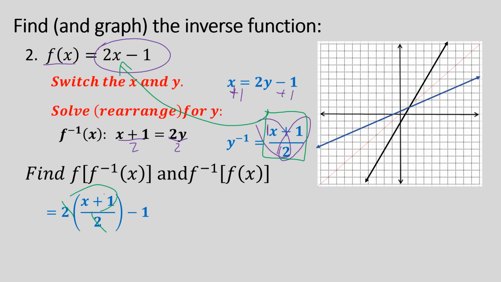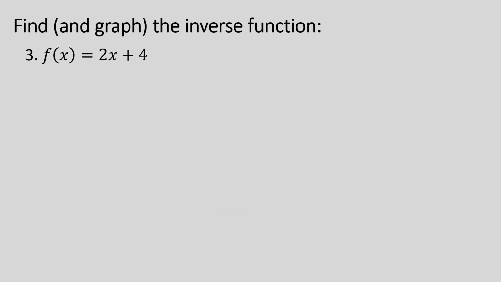We'd be left with this, minus 1, 1's would cancel, and we'd have an x left. Okay, if we went in the reverse order, same thing happens, everything cancels, and we just have an x. This always happens with inverse functions. Let's do one last one.